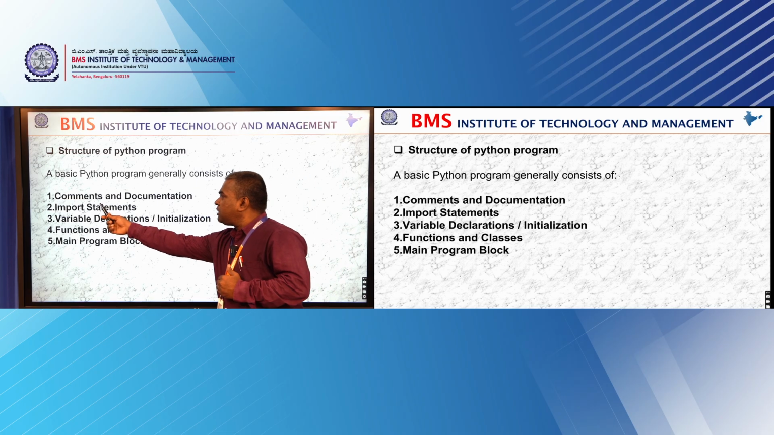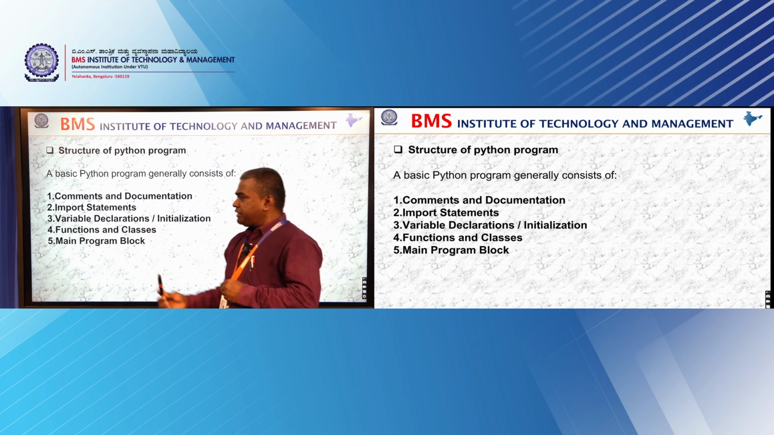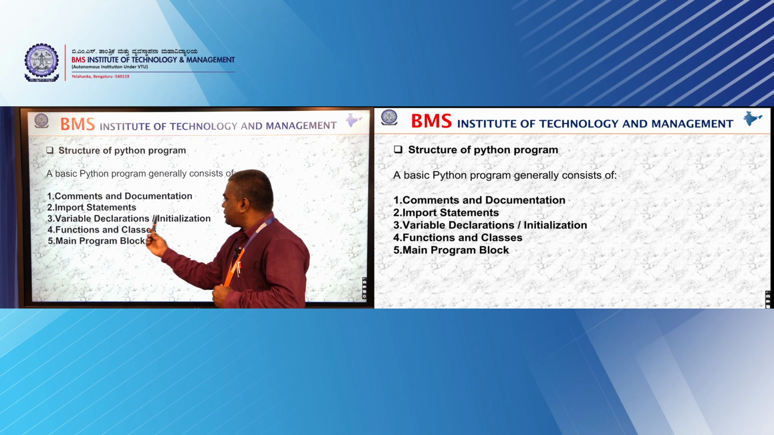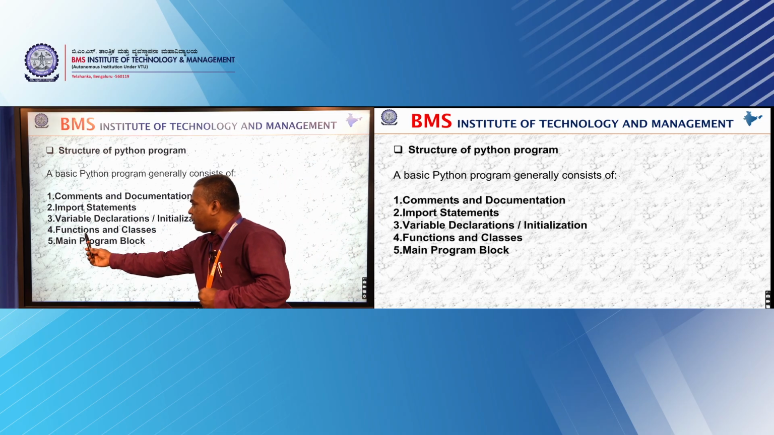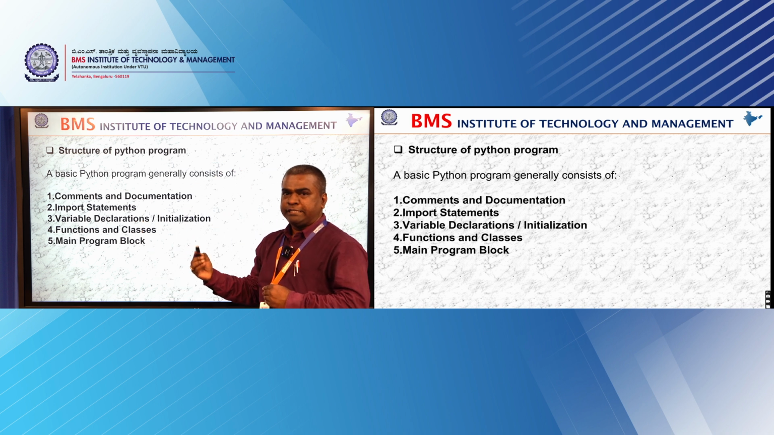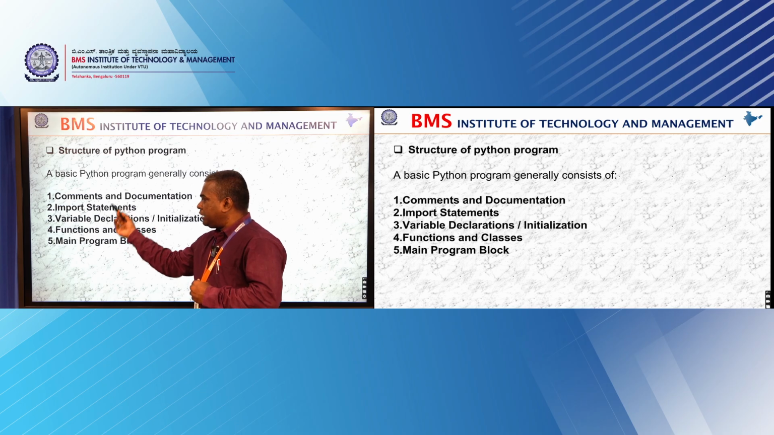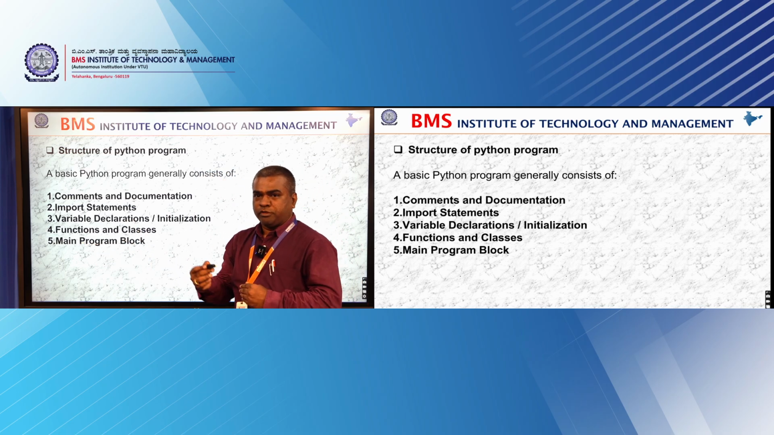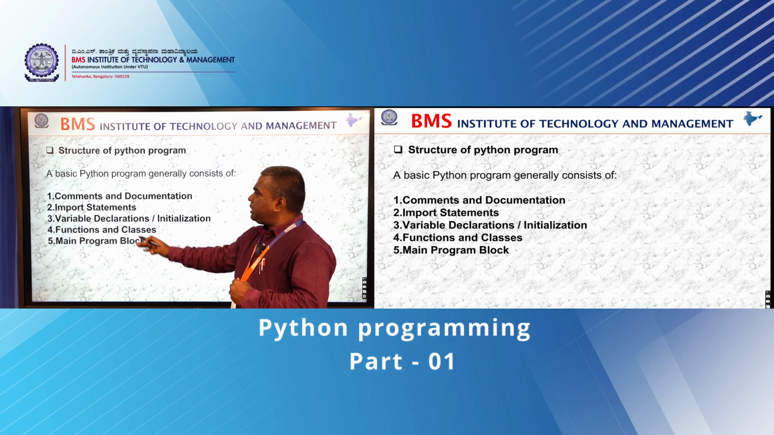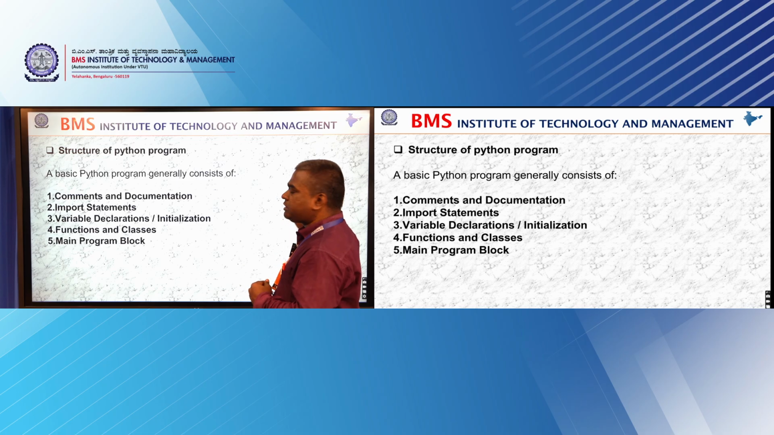First we have the comments and documentation section, followed by the import statements. Then we have the variable declarations or initializations for a particular program, followed by the functions and classes. If your program needs any classes or functions, we can make use of them and write our own functions. And we will also have a main program, where the program will start execution from the main block. These are the major functional units of a Python program. Let us see them one by one now.